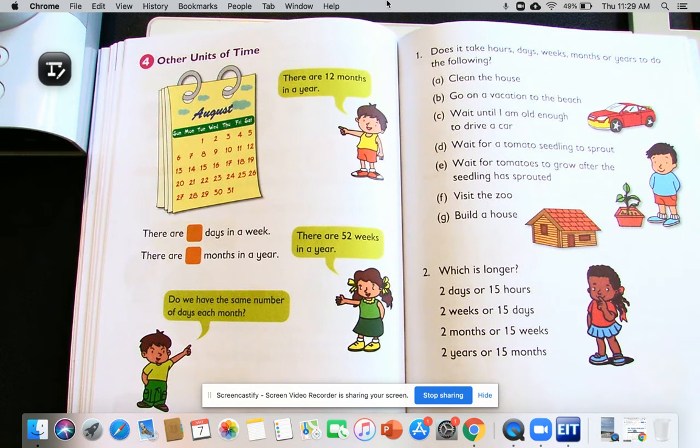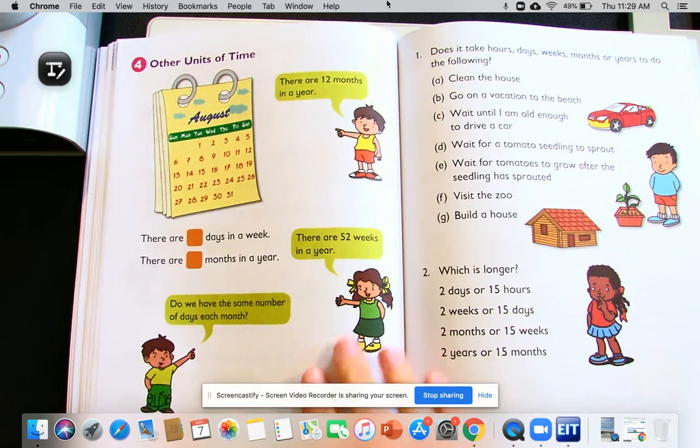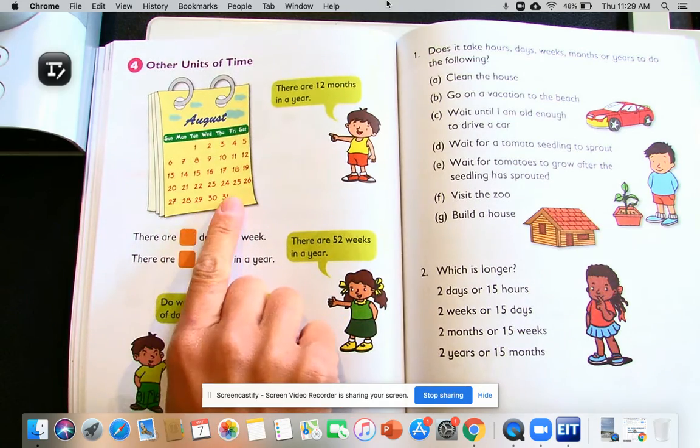So this is on page 84 in our textbook. And some things that we are working on today is kind of thinking about how many days in a week, how many weeks in a year, how many weeks in a month, kind of stuff like that. So we are looking at page 84, and here we have a picture of a calendar.